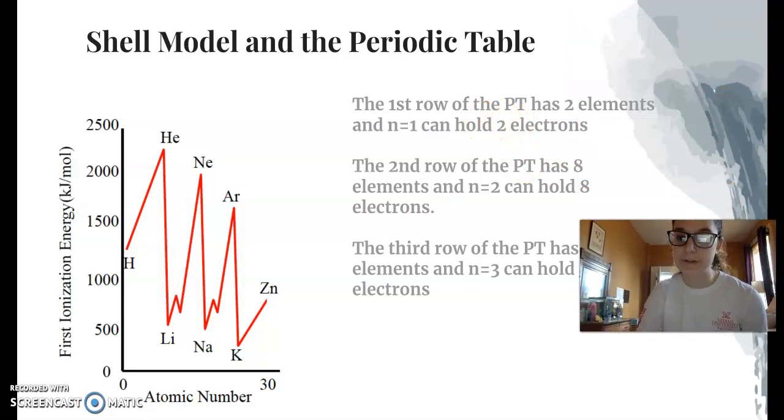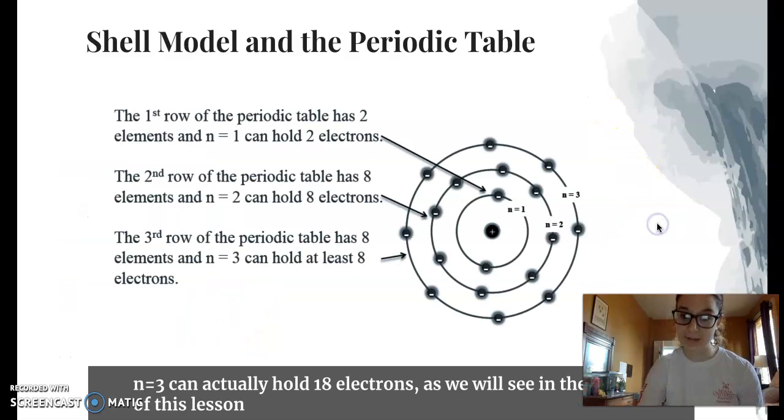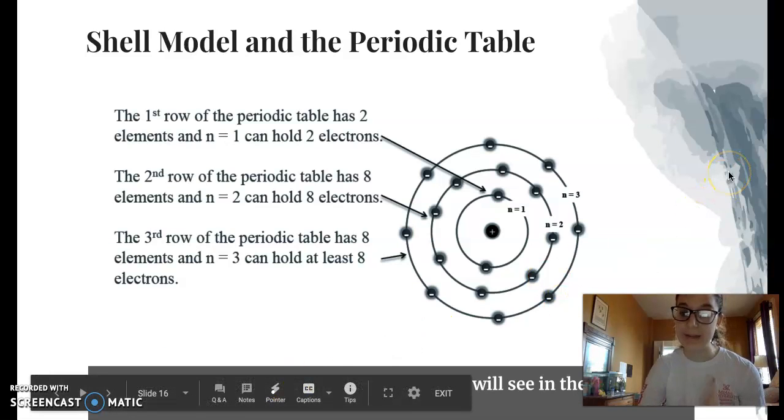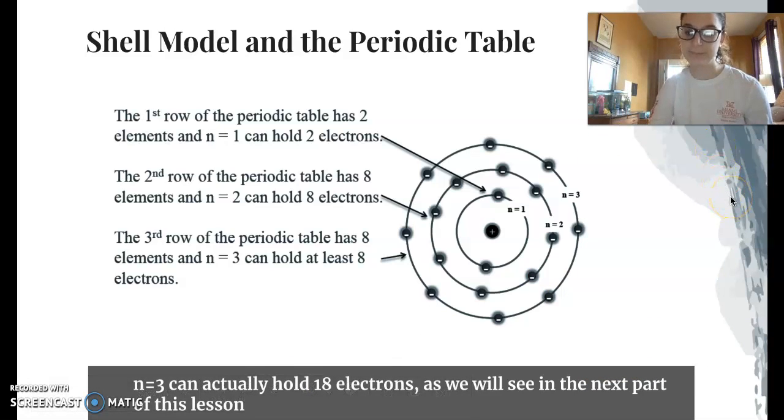So the first row of the periodic table has 2 elements. This is just kind of a summary. So n equals 1 can hold 2 electrons. The second row has 8 elements and could hold 8 electrons. The third row has 8 elements and can hold at least 8 electrons, but it can actually hold 18, which we will see when we talk about electron configuration.